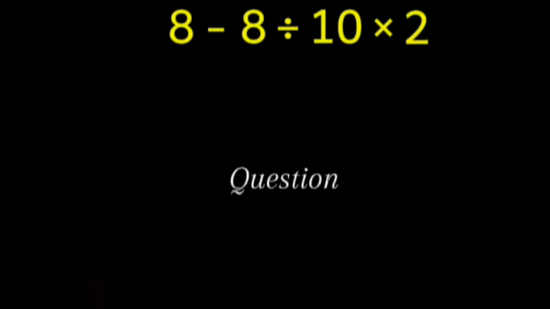Have you ever seen a math question that looks very simple, but somehow almost everyone gets it wrong? Let's look at this carefully. 8 minus 8 divided by 10, then multiplied by 2. It looks very easy, right?